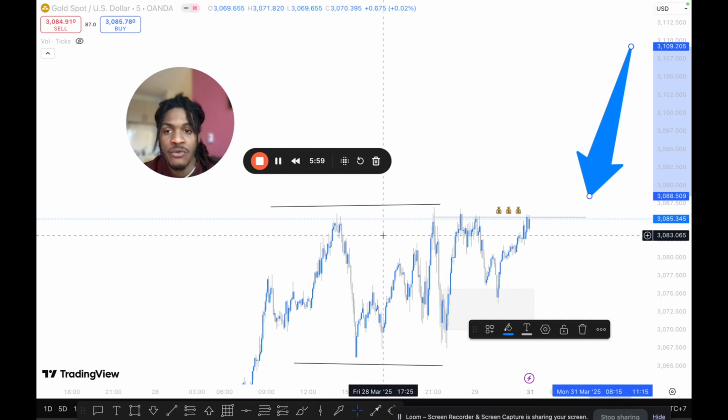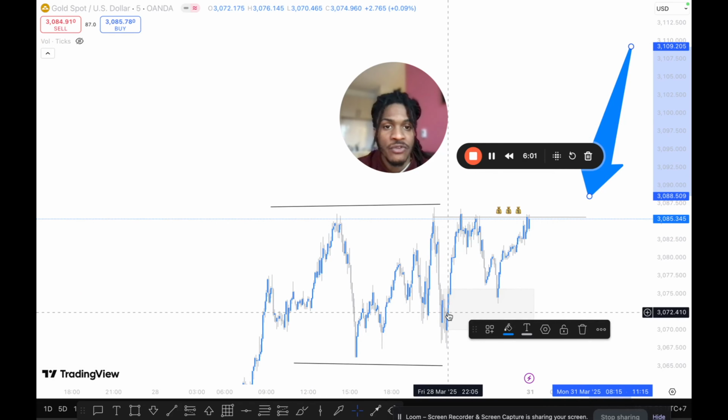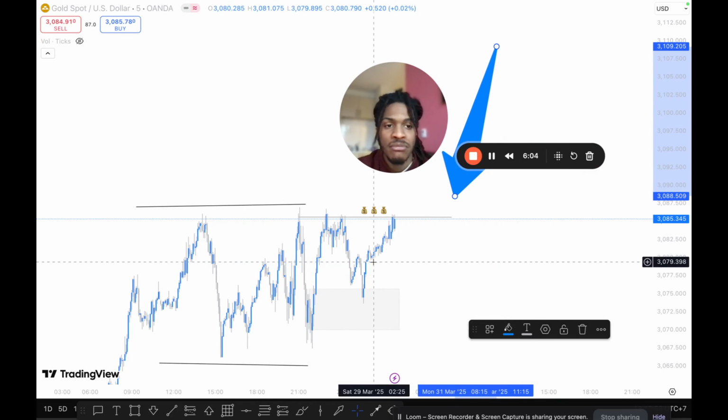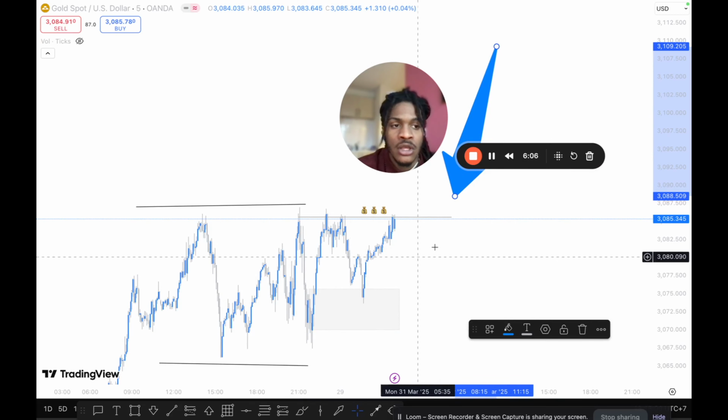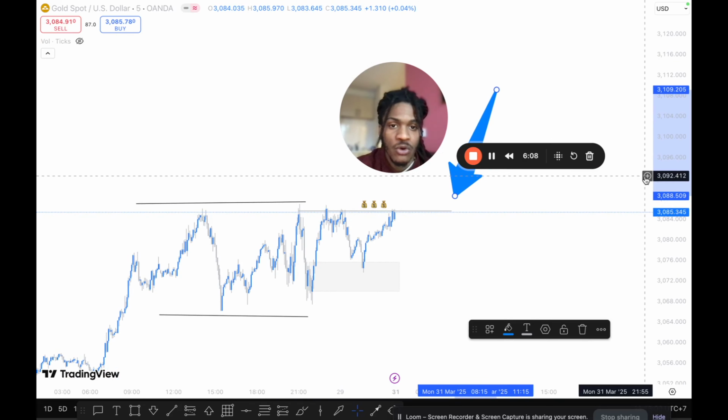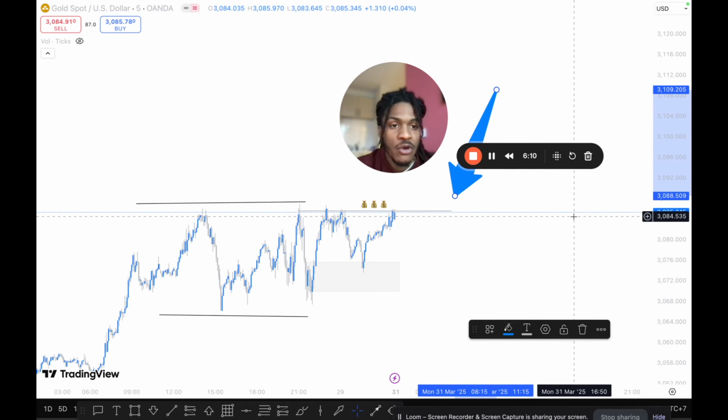I like to keep things simple and trade simple. I've been trading for 6 years total, and I became profitable in the last 2 years trading fair value gaps and order blocks.